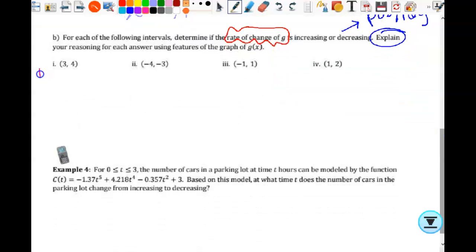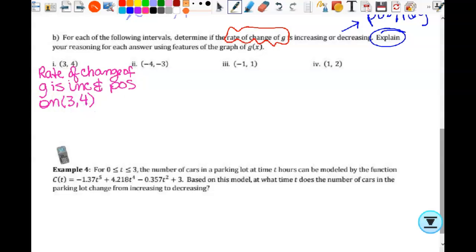So we can say the rate of change, or I'm just going to put rate of change. It's okay, leave the off. English teachers aren't grading this, so it's fine. Rate of change of G is increasing and positive on 3 to 4. Okay? So that is my answer. That is not my explanation. But in my answer, I talked about the rate of change of G, where, on 3 to 4, and what my answer is, increasing and positive.